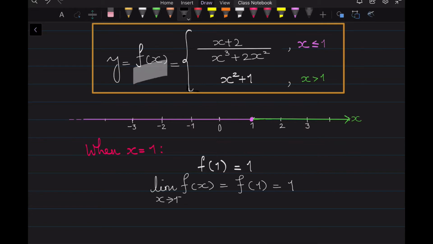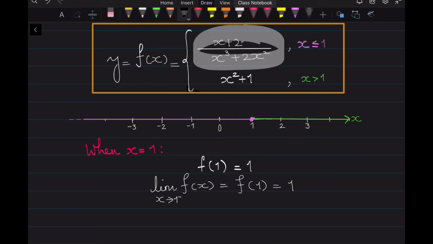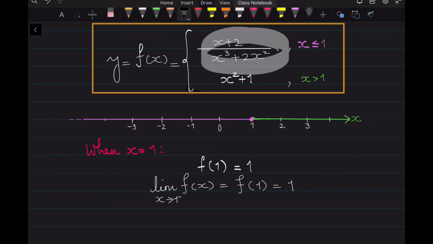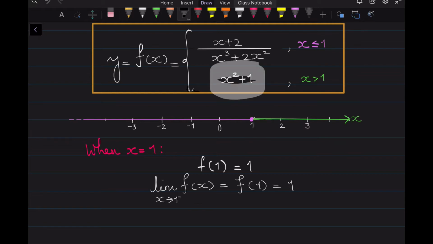See, this function is defined as this rational expression only up to x is equal to 1. So the role of this rational expression is over at x is equal to 1. So we cannot determine the limit of this function as x approaches 1 from the right using this expression. So in order to determine the limit of this function as x approaches 1 from the right, we have to use this polynomial expression, because this function behaves like this polynomial expression for the values of x larger than 1.